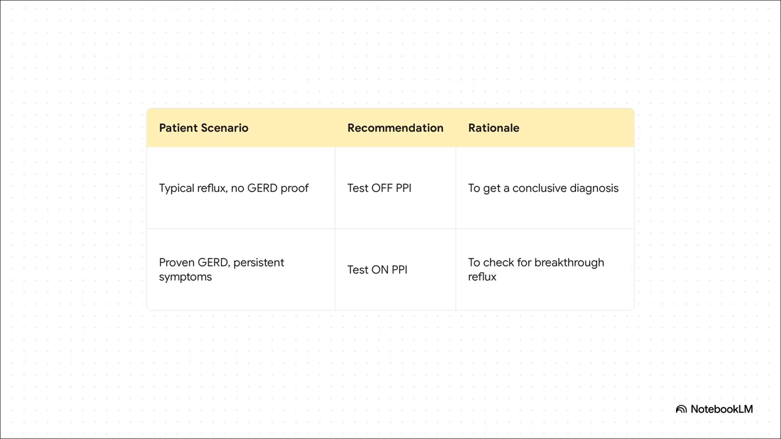When we do reflux monitoring, should the patient be on or off their PPI? The guidelines give us a really clear strategy. If you don't have objective proof of GERD yet, you have to test them off their medicine. You need to establish that diagnosis once and for all. But if you already know they have GERD, maybe from a prior scope showing bad esophagitis, and their symptoms are sticking around, then you test them on their medicine to see if breakthrough reflux is the problem.